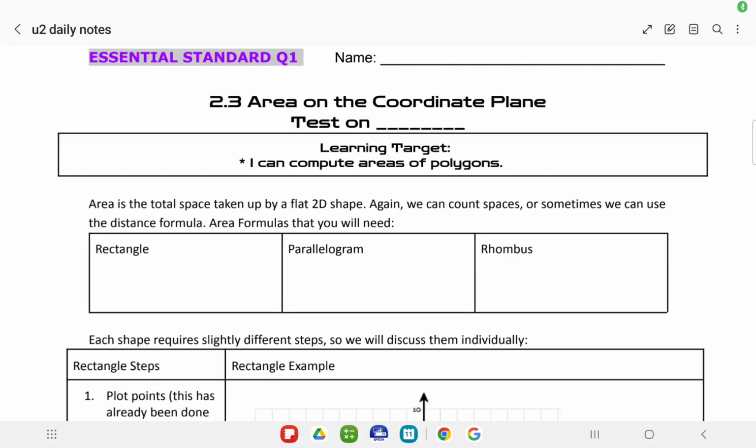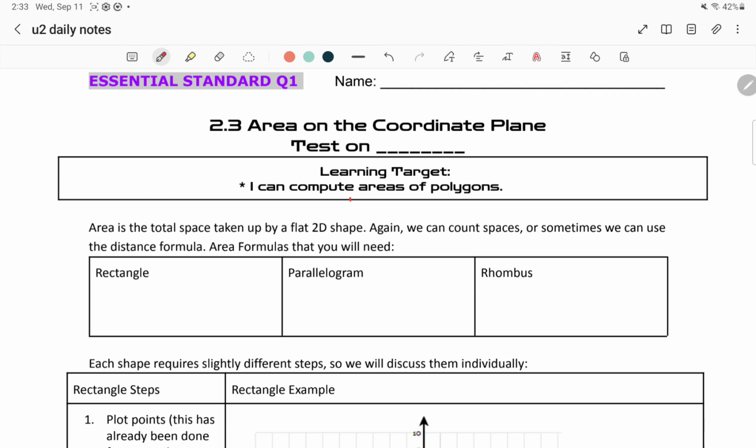The video for 2.3, area on the coordinate plane. So last class we did perimeter on the coordinate plane. Now we're doing area. So area is the total space taken up by a flat 2D shape.